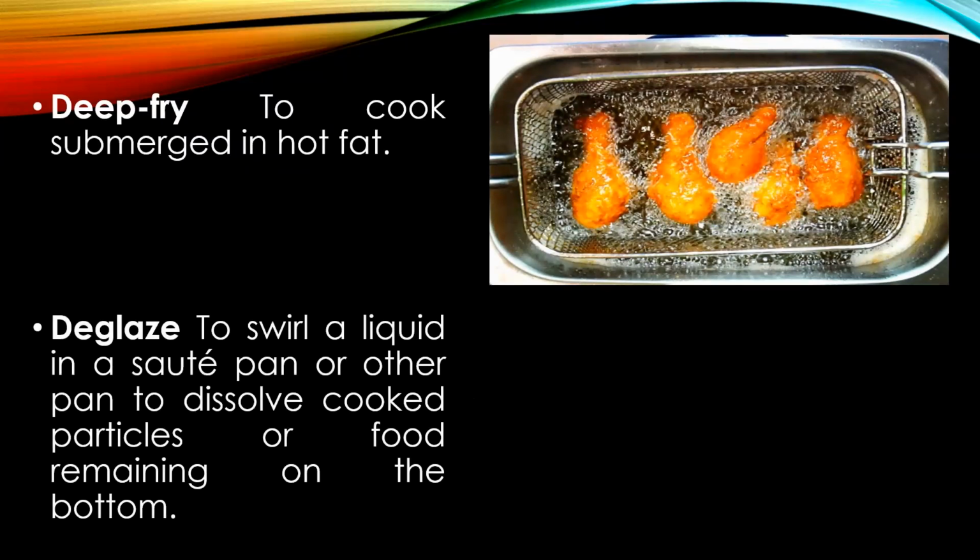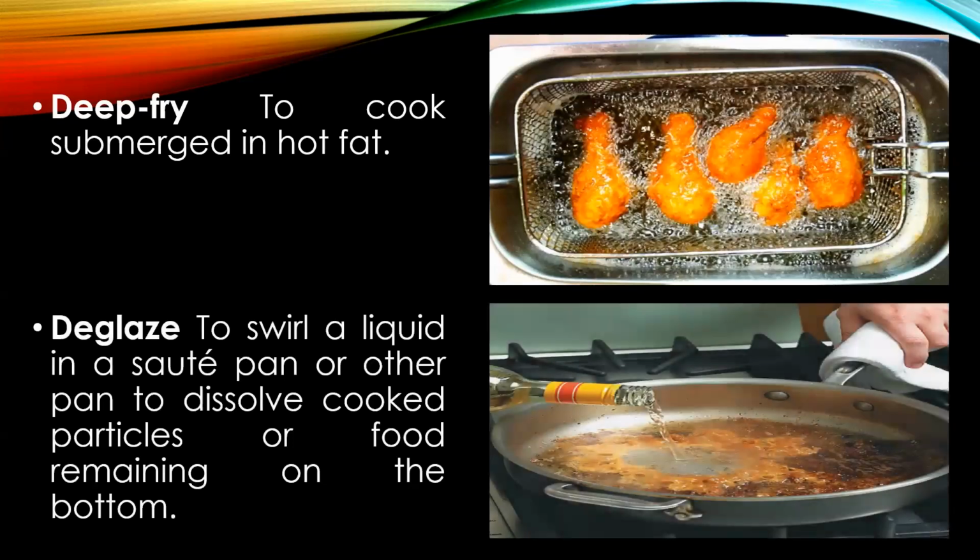Deglaze. When a poultry or joint of meat is roasted or baked, the juices ooze out during the cooking process and get collected in the cooking tray. After the meat is done, it is removed from the tray, which is then heated. Wine or stock is added, which collects all the juices and is reduced further to make a sauce, which is then served with the roast.